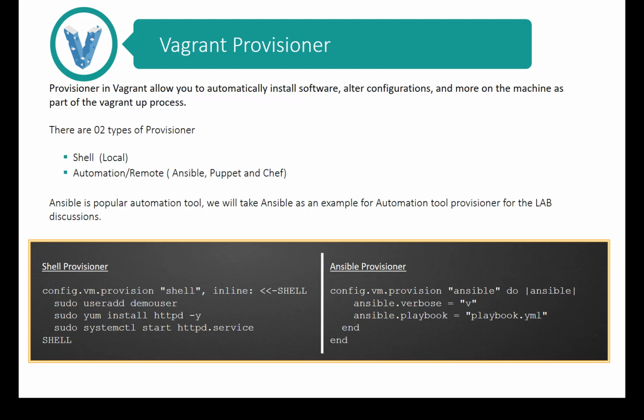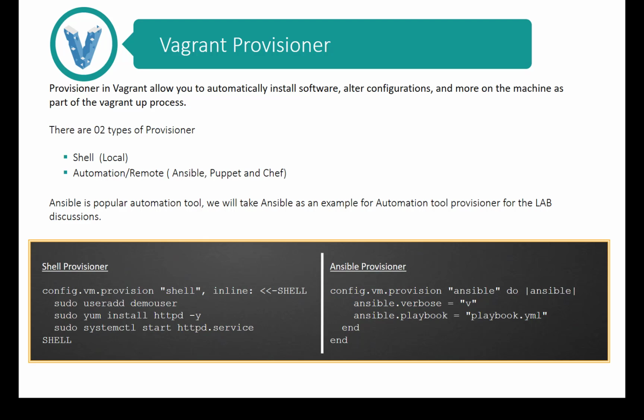Hello everyone. In this session, we are going to talk about Vagrant Provisioners. Provisioners in Vagrant allow you to automatically install software, alter or put some configuration, and many more settings which you want to do on your target machine. There are two types of provisioners. One is local, second is remote.